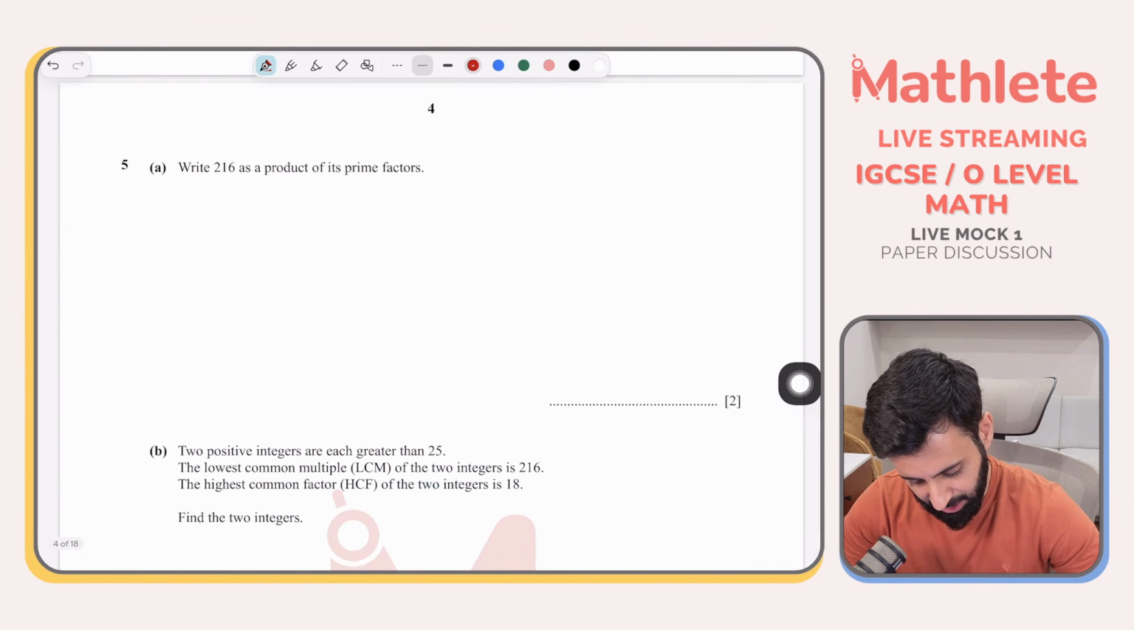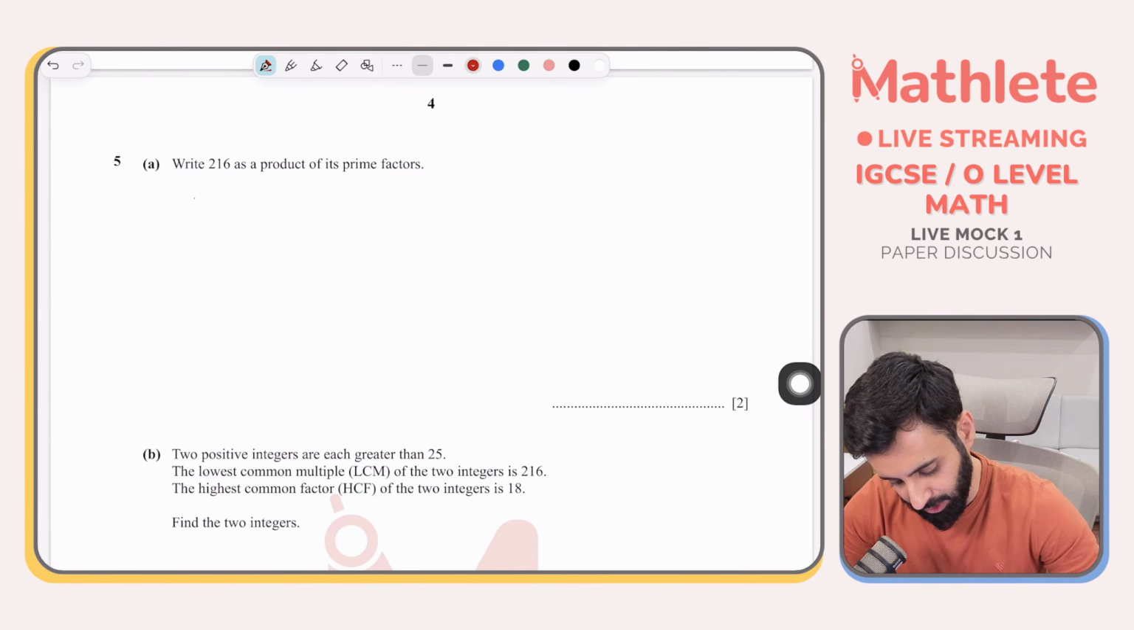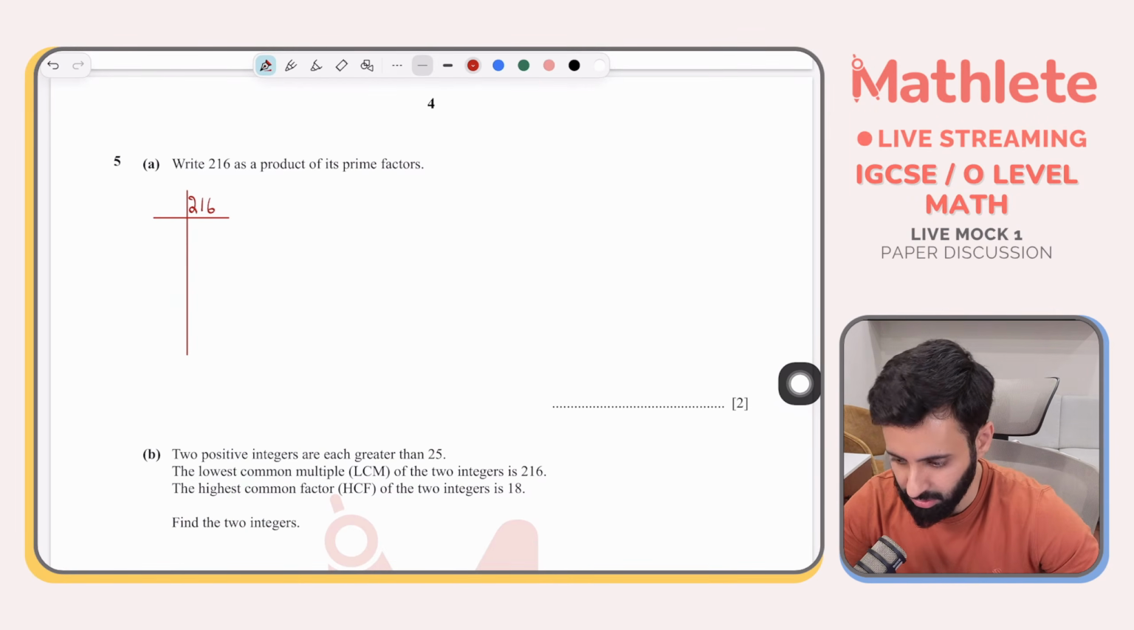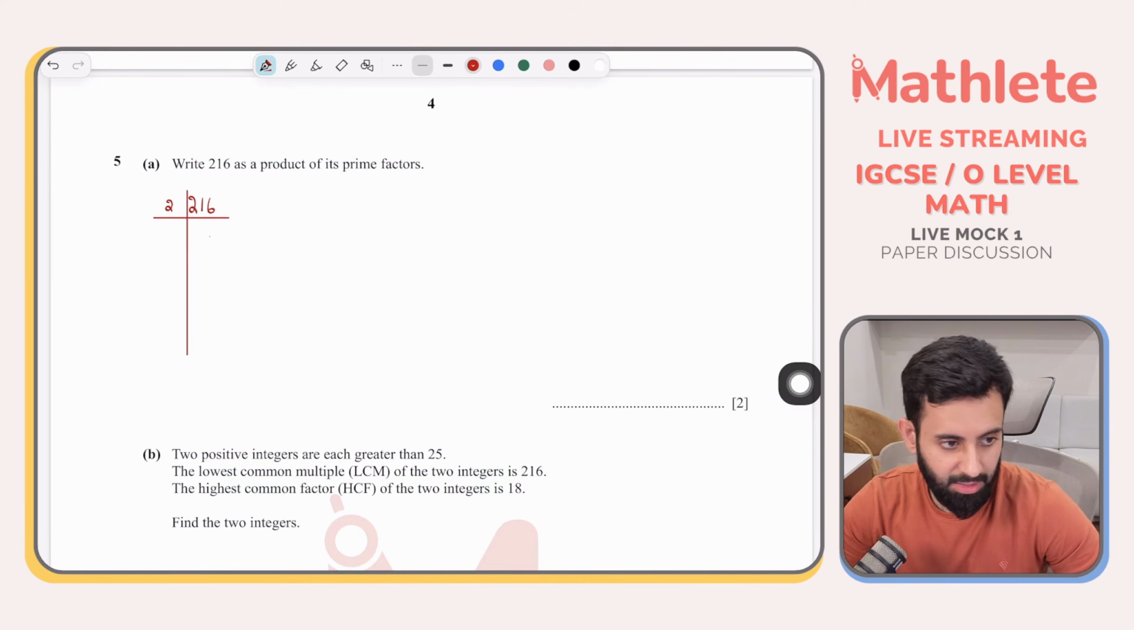Write 216 as a product of its prime factors. So this is paper 1, which means you guys can't use your calculator. How long does it take for AI to check it? Not too long. Probably like 5 minutes. So let's start dividing it by 2.